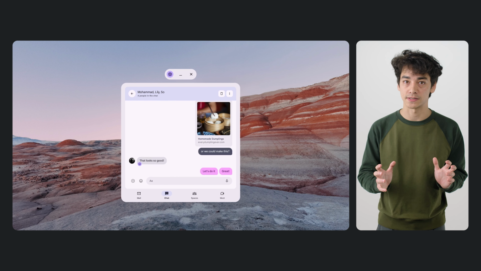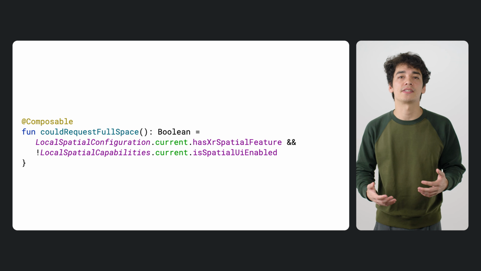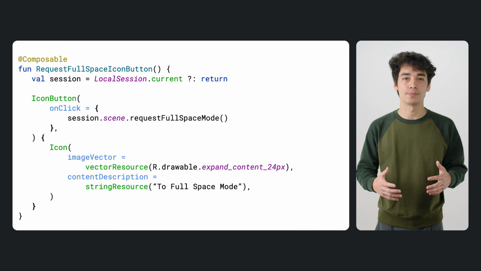Let's start easy and add spatial UI functionality to this introductory screen. First, we'll add the Jetpack XR SDK dependencies to our project. Visit the Android developers page to copy these dependencies. After including the libraries, we'll add a button that lets the user transition to full space, which lets the app create spatial layouts. Then, we'll check whether or not the device could request to enter full space under the current conditions. Then, we'll make a new composable.